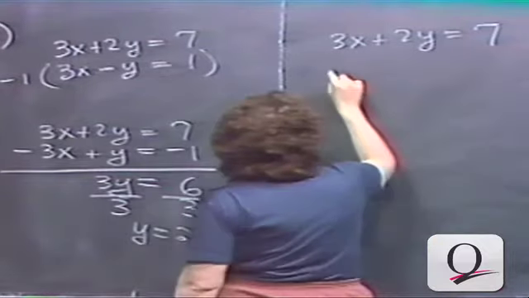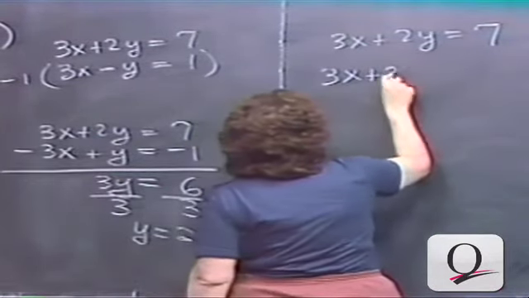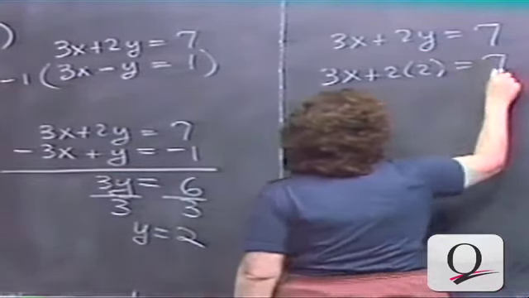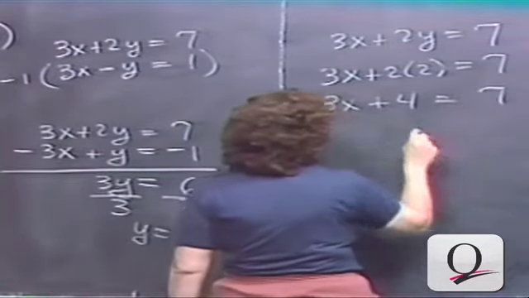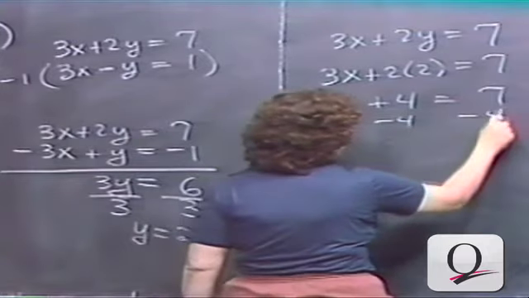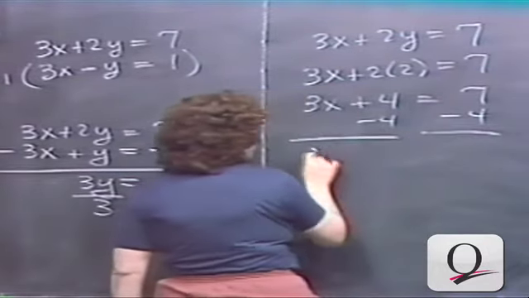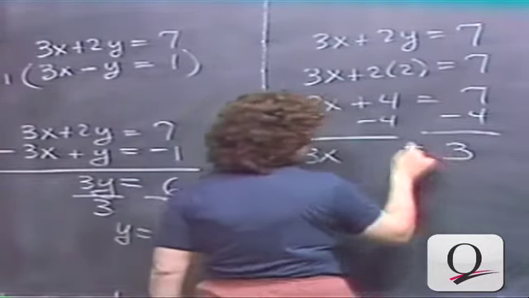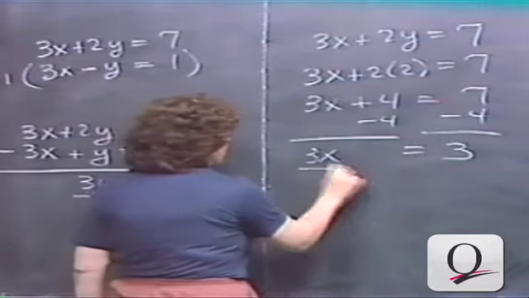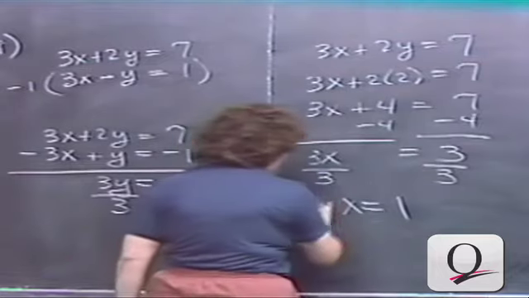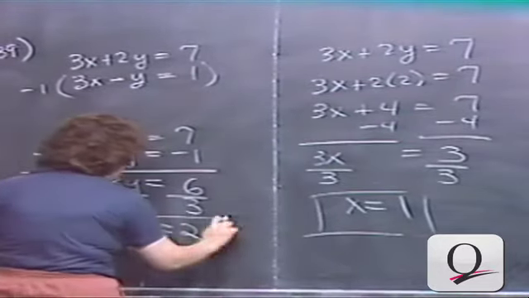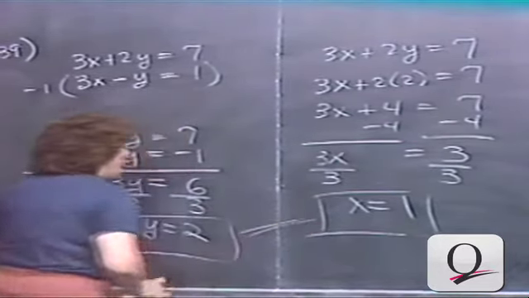We know y is equal to 2. 3x plus 2 times 2 equals 7. 3x plus 4 equals 7. Subtracting 4 from both sides, 3x equals 3, because the 4's cancel. Dividing by 3, x equals 1. So we have that x equals 1 and y equals 2.